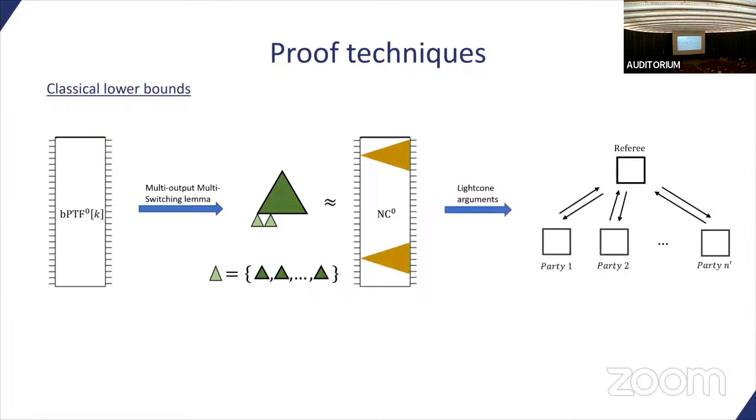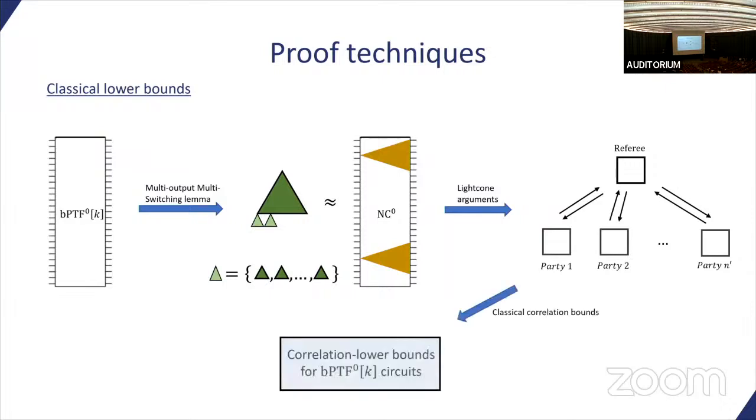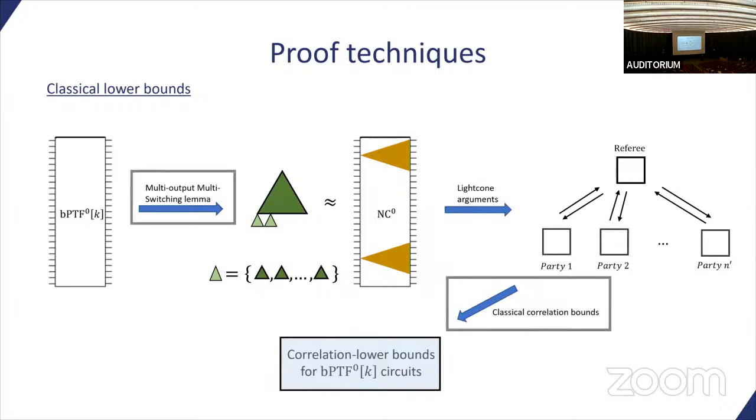And with light cone arguments, we can reduce this NC0 circuit to a non-local game over a subset of the inputs we started with. And for this non-local game, because it's this generalized Mermin game, for example, for the parity halving problem, we can then use classical correlation bounds that we have for the winning strategies, and we get correlation lower bounds for our circuit class. And our main contributions here are to define a multi-output switching lemma for this new circuit class, which allows us to reduce this object, and then defining the new non-local games, as well as the optimal winning strategies, classically and quantumly.